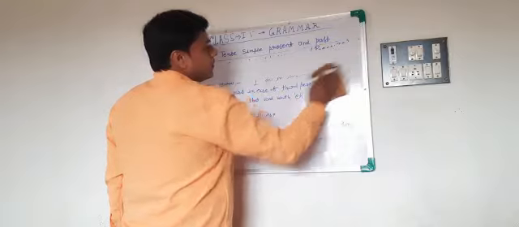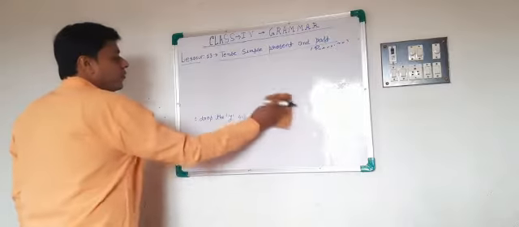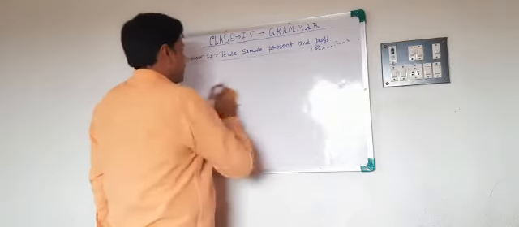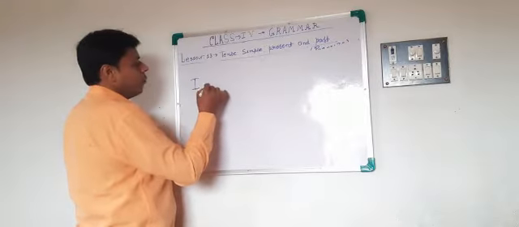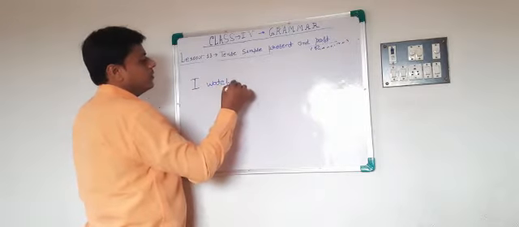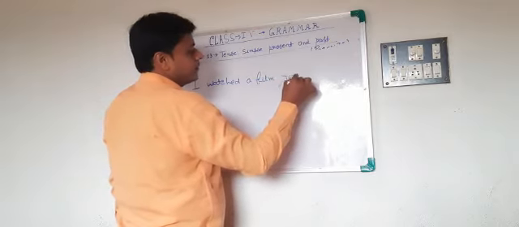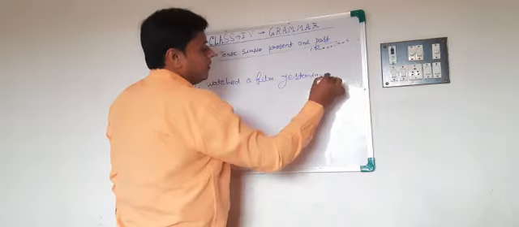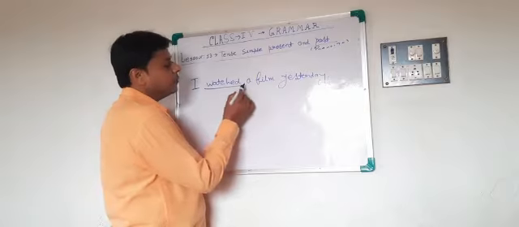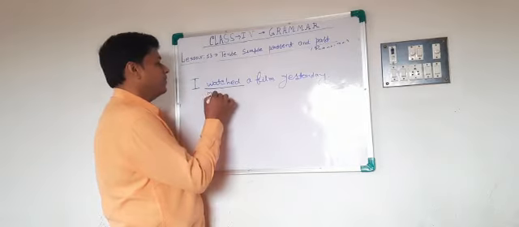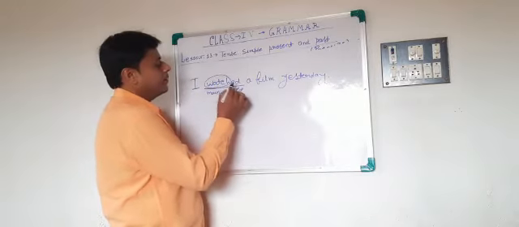But we have to know when do we use simple past tense. We use simple past tense when we want to denote the action that happened before or yesterday. Okay, for example, I watched a film yesterday. Okay, I watched a film yesterday. This is simple past tense, main verb plus ed. Watch is the main verb and we add ed.